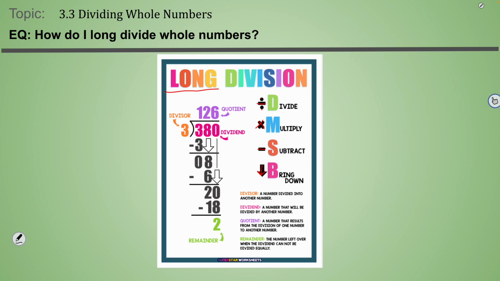So for example, if I have this 380, this is not in your learning guide, but just check this out, and we're dividing by 3. We start one place value at a time. And you may want to cover up the other numbers, at least temporarily, so that we can see what we need.